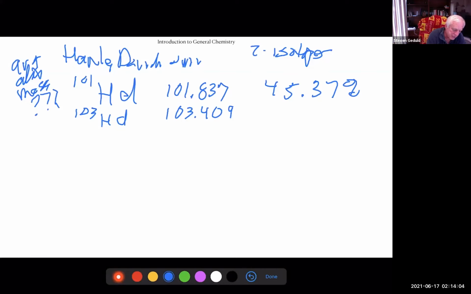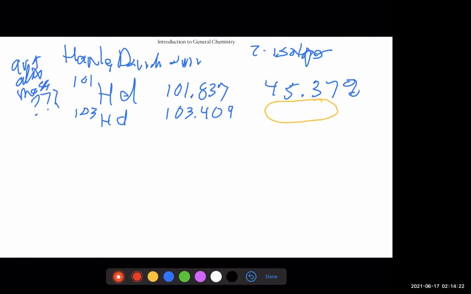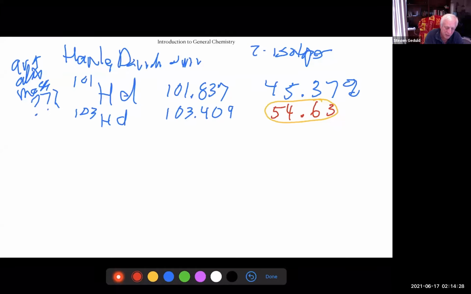So you know you're missing this percentage, which we can calculate, because the total percent has to be 100. You have to have 100% if you only have 2 isotopes. So if you add those together to get 100%, this one is going to be 54.63. Is that what you got? Perfect, 54.63%. Because if you add those together, it gives you 100%.